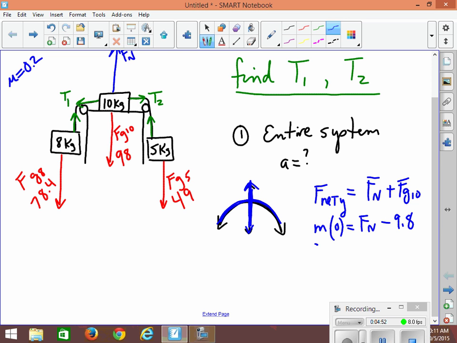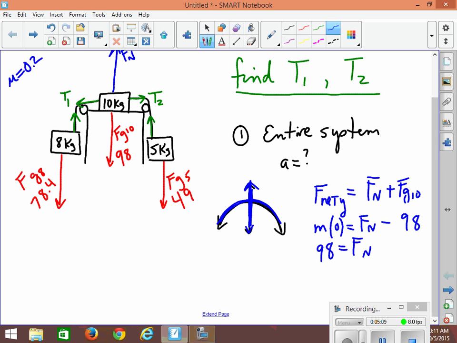And so we see that 98 newtons, 9.8 times 10, is the weight of the block. It's also, in this case, the normal force.